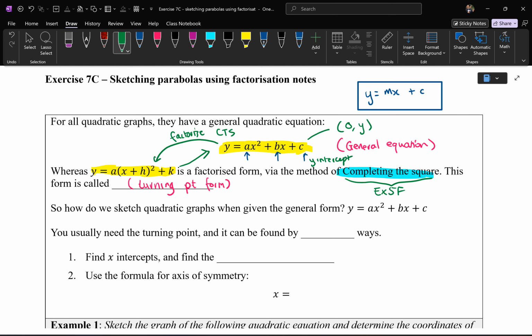Now, let's fill in the next couple of points. So usually, you need the turning point, and it can be found in two ways. You don't need to write this, I'm just filling it in. You can find the turning point of a parabola through two ways. See, a turning point happens to also be where the axis of symmetry is, right?